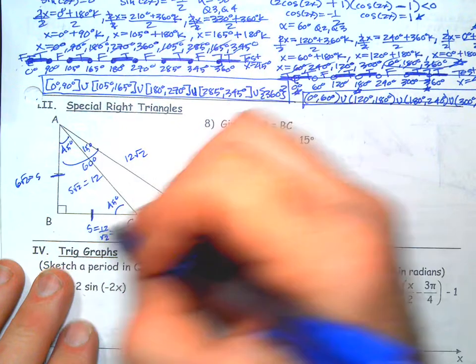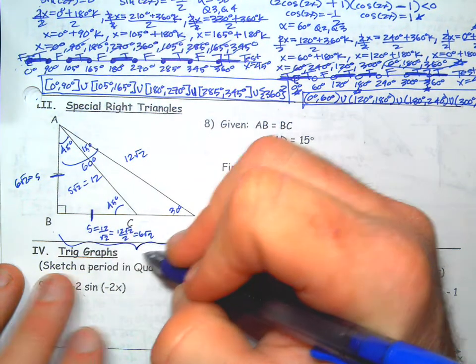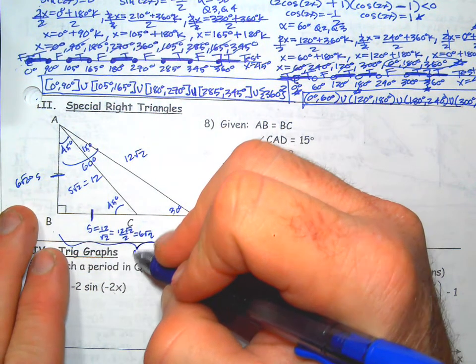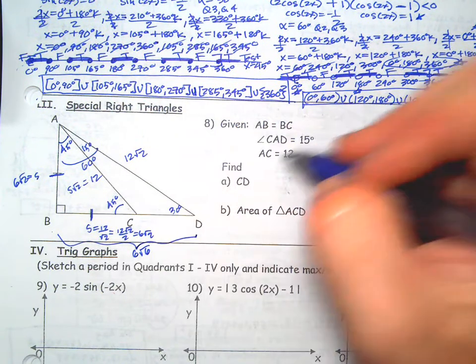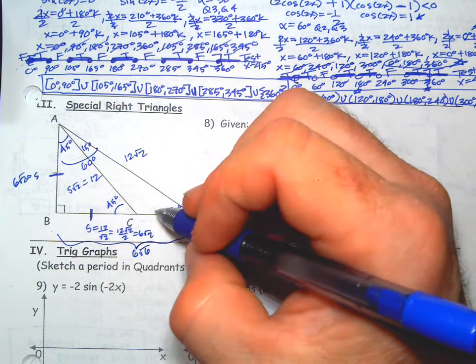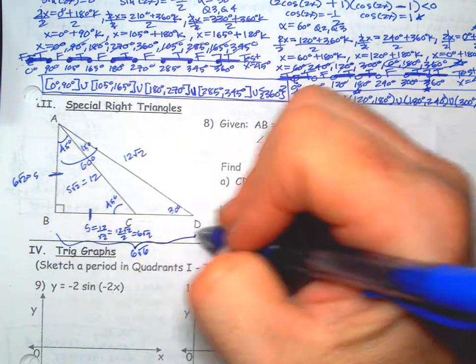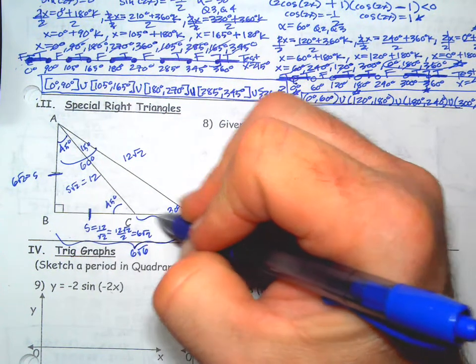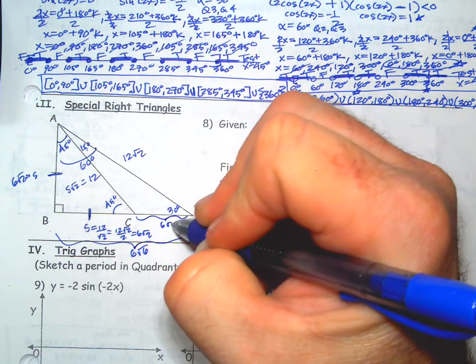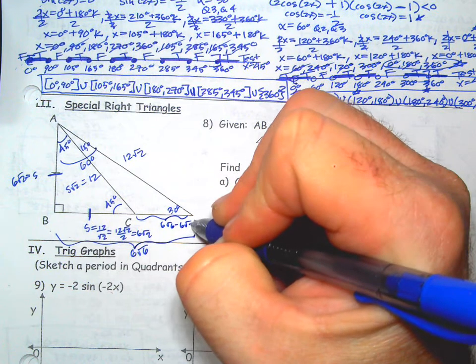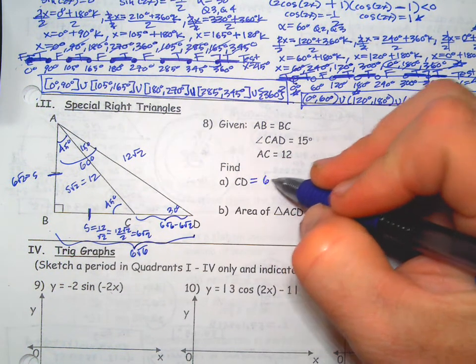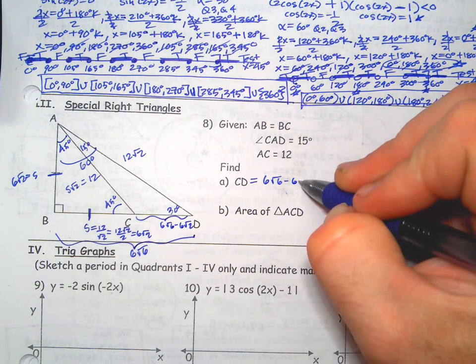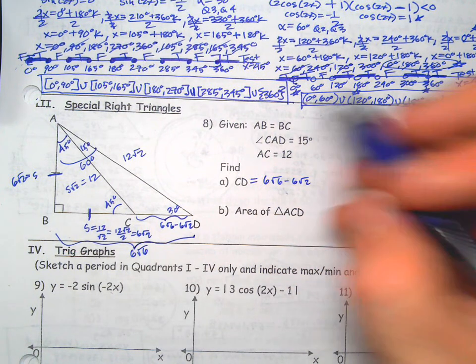And then the long leg, this whole thing right here, is the short leg times root 3. So it's going to be 6 root 6. Which means this chunk right here, which is something you actually got to find, is going to be the whole thing, 6 root 6 minus 6 root 2. And you can't simplify that. So we got that: 6 root 6 minus 6 root 2. That's as good as you can write that answer.